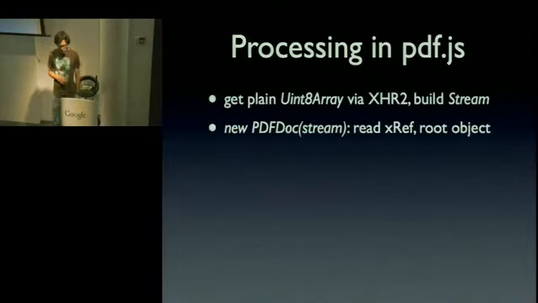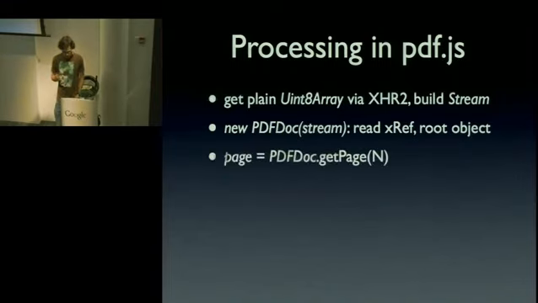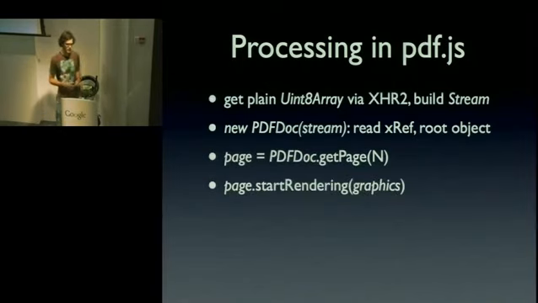Then we create a new PDF document around the stream, and we read the X reference table, such that we know where each object is pointed in the data stream, and we read the root object. And then we say, well, we want to have page n. Okay, we get page n. And then we say, well, we want to start rendering, and we pass in a graphics object.